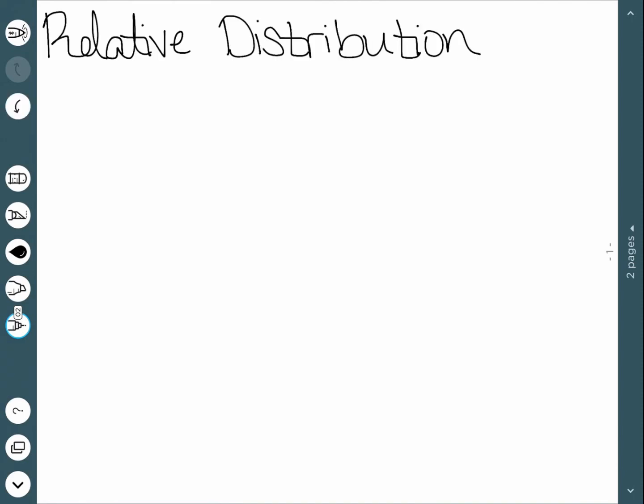Now that we have the basics for categorical frequency distributions and grouped frequency distributions, we'll define two more that are very related: a relative frequency and a cumulative frequency distribution. So let's start with relative. A relative frequency distribution is going to be very, very similar to a grouped frequency distribution with one exception.